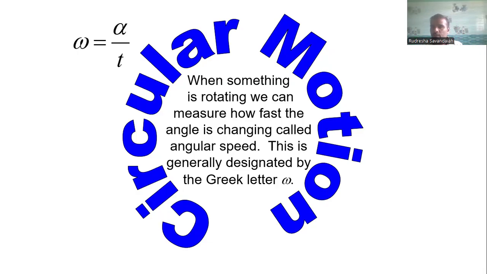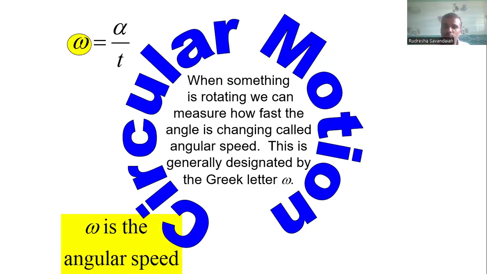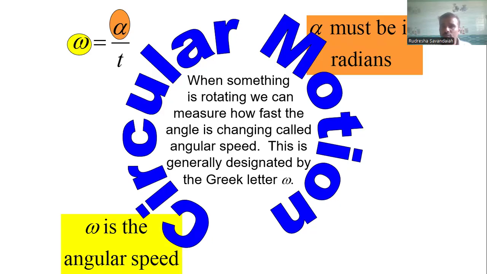For example, you have a bus on a road with a very heavy load. To move it, if you have a heavy torque, it will move very easily. Torque and speed adjusted together, then it will be moving. Omega is the angular speed, alpha must be in radians, and t means the time.